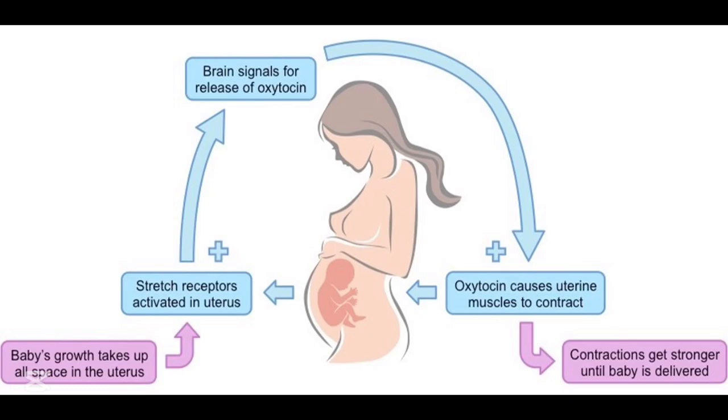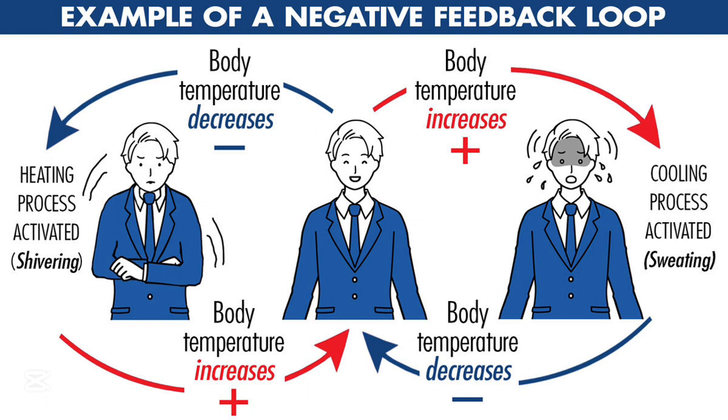Now let's contrast that with negative feedback, which is all about maintaining balance. Okay, so if positive feedback is like a snowball rolling down a hill, what's a good analogy for negative feedback?